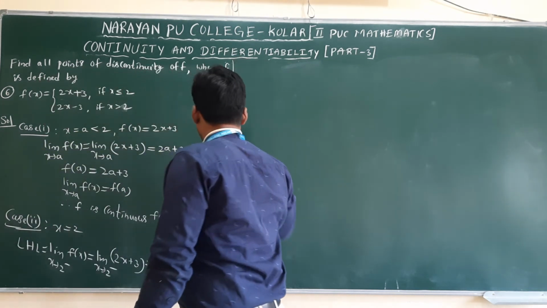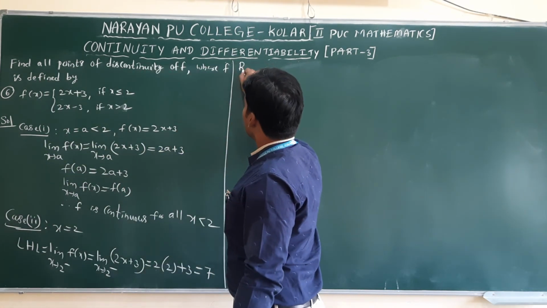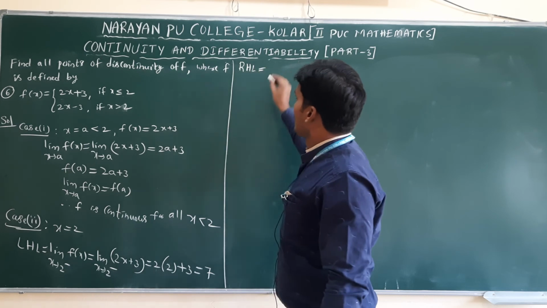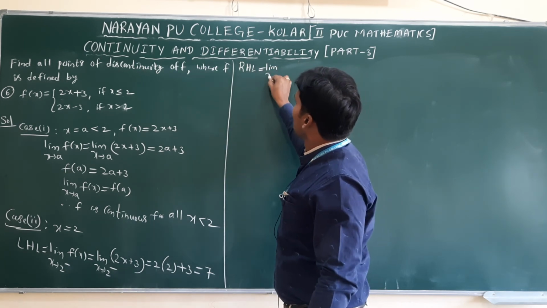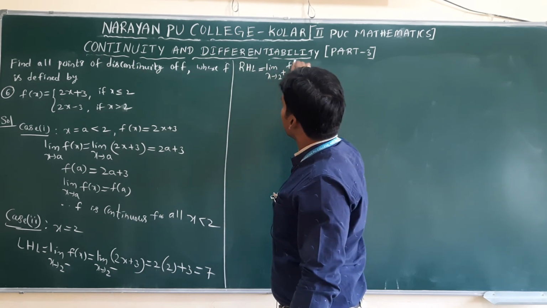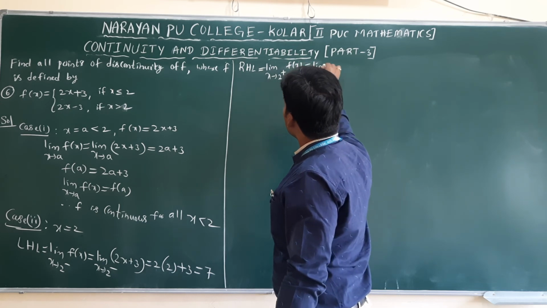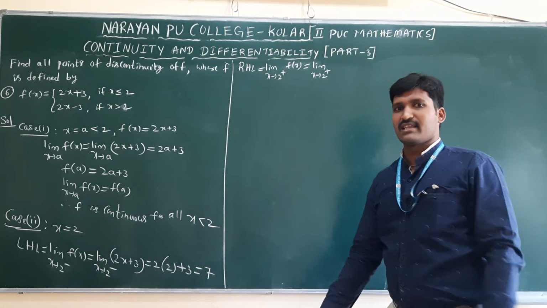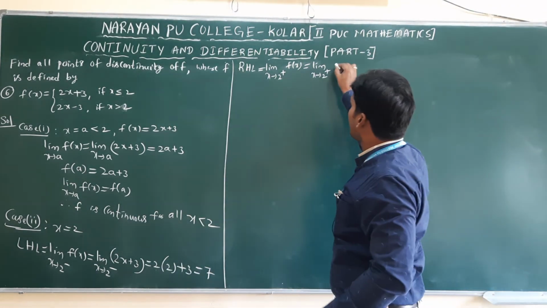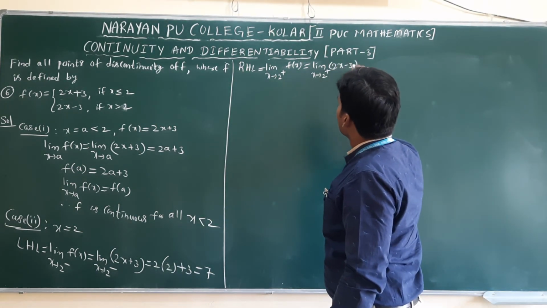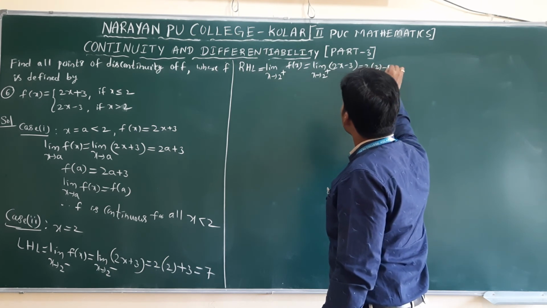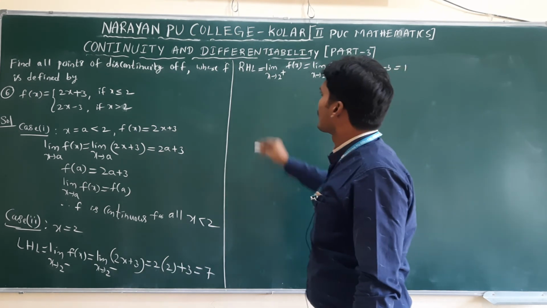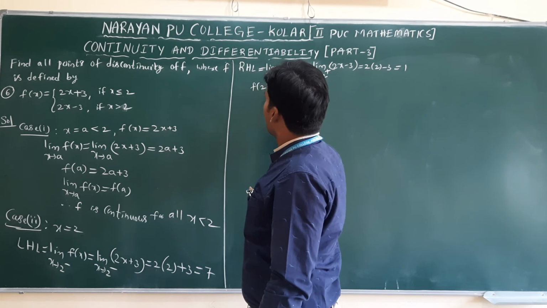Next, RHL. Limit x tends to 2 plus f of x equals limit x tends to 2 plus. 2 plus means x is greater than 2. Greater than 2, the function is 2x minus 3. Substitute the x value: 2 twos are 4, 4 minus 3 is 1. Next I will find f of 2.